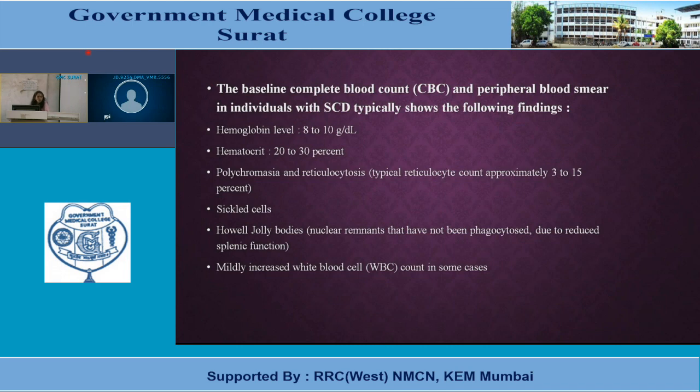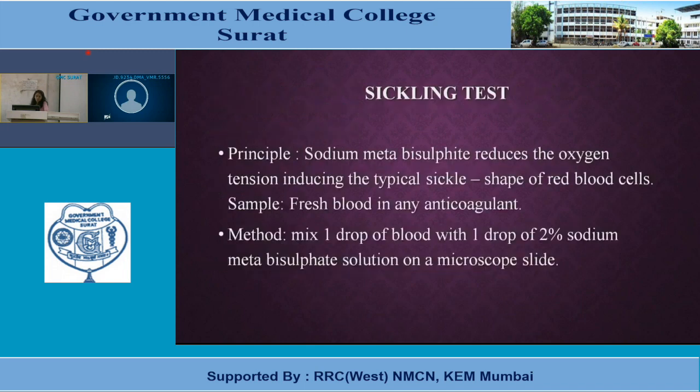So Howell-Jolly bodies are present in sickle cell anemia, and a mildly increased WBC count in some cases. Okay. Now second is the sickling test. The principle is sodium metabisulfite reduces the oxygen tension, inducing the typical sickle shape of the RBC. The sample is fresh blood with any anticoagulant, and the method is to mix 1 drop of blood with 1 drop of 2% sodium metabisulfite solution and look under a microscope slide for sickle-shaped RBCs.